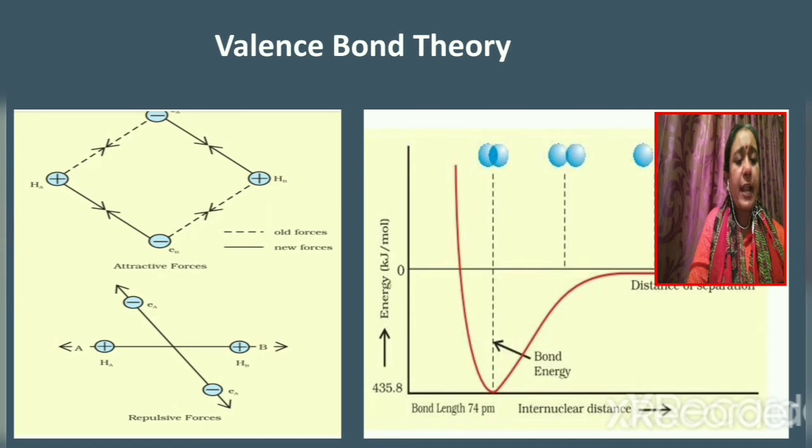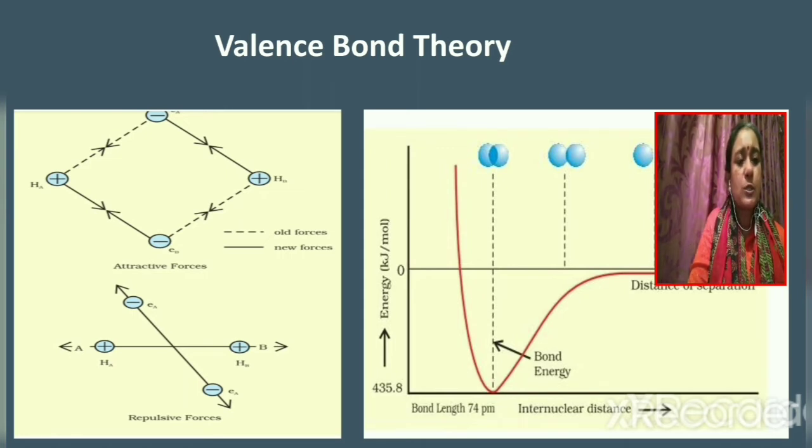There will be attractive force between nucleus and its own electron, that is NaEa attraction and NbEb attraction. There will also be new attractive forces, which is between the nucleus of one atom and the electron of the other atom, that is NaEb and NbEa attraction.